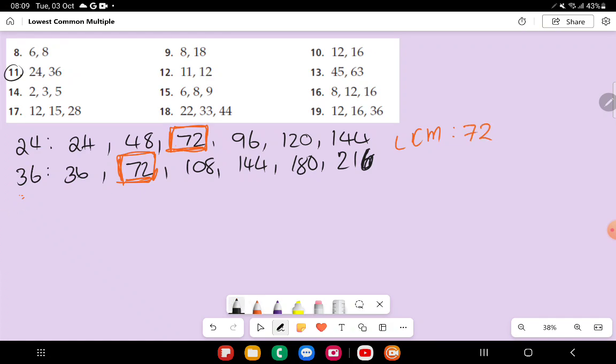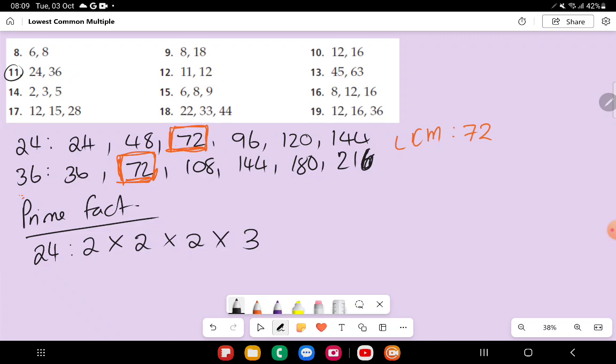Now you have to use the same numbers, but we're going to use prime factorization. So 24 factorizes out as being 2 times 2 times 2 times 3. To get these numbers, I use the ladder method. So I say 24, 2 gives me 12, 2 gives me 6, 2 gives me 3, 3 gives me 1. Okay? And then for 36, I do the same thing, and I get 2 times 2 times 3 times 3.